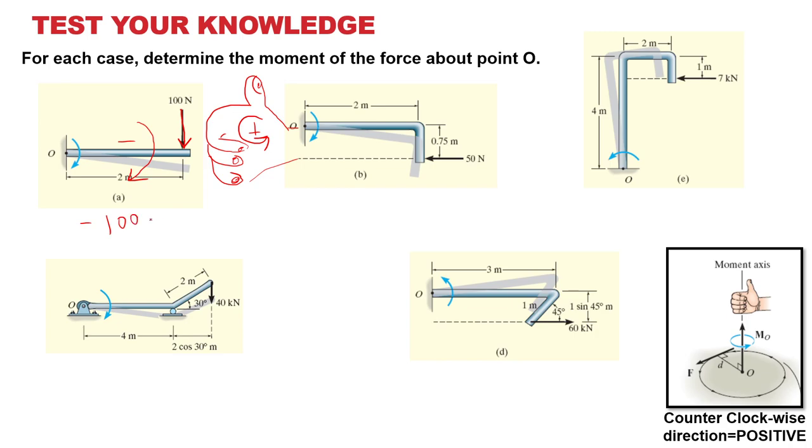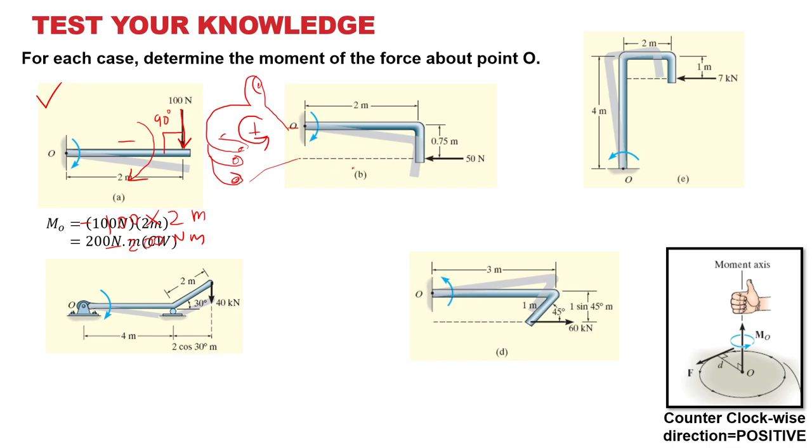So negative, 100 Newton times distance. It has to be the perpendicular, 90 degrees distance. So that is going to be 2 meter. So 100 times 2 meter, negative 200 Newton meter. You can check your answer here. This is the most basic one, very easy.